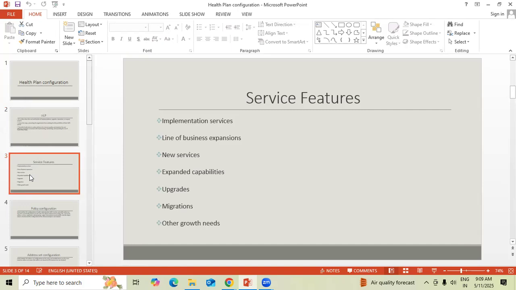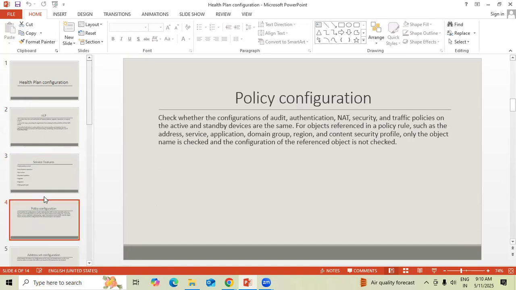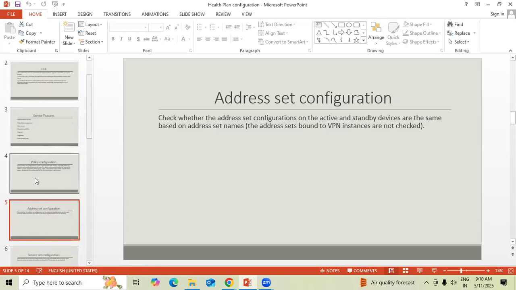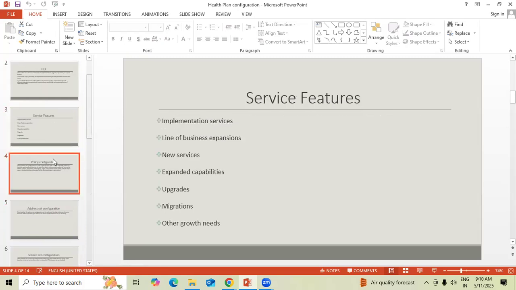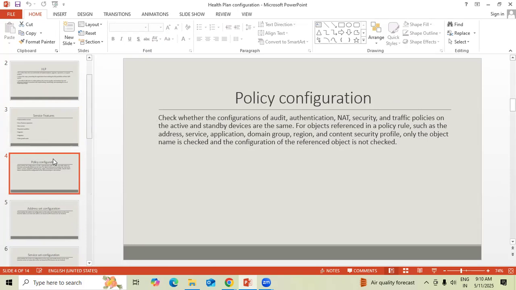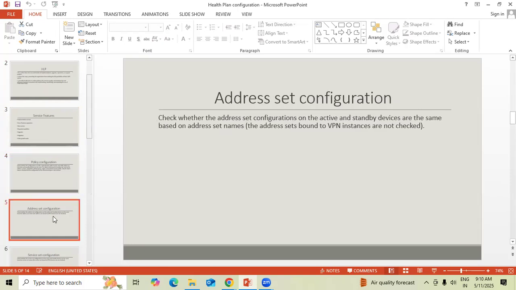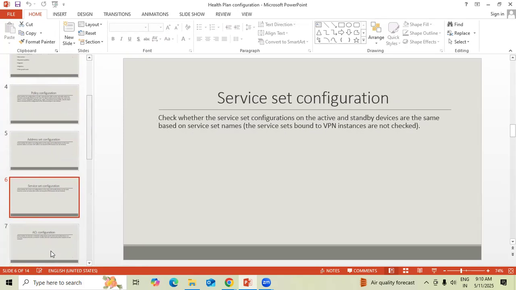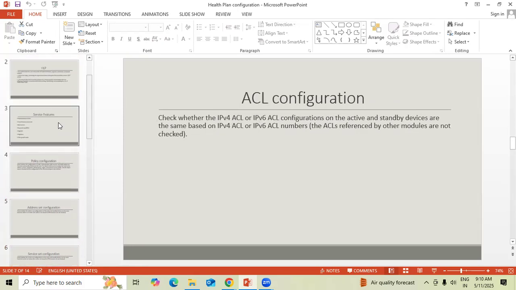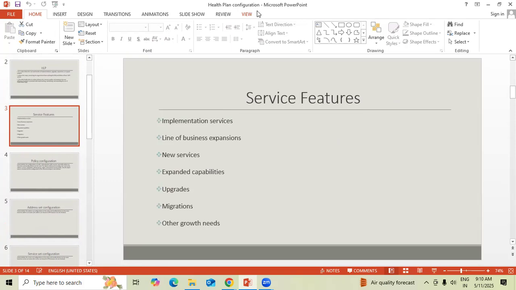So from the configuration analyst point of view, being in the healthcare environment, these are all the service features which we must know. But when it comes to policy configurations, followed by address configurations, these are the different types of configurations you must know. One is policy configuration, next address configurations or service set configurations or ACL configurations and all. So this one we are going to discuss in the next session.